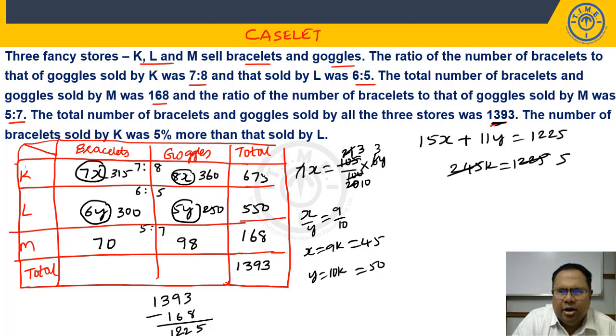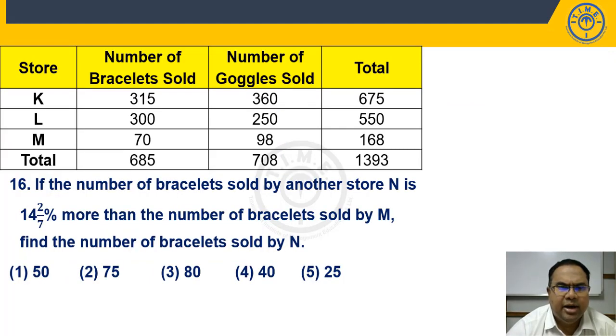Total 675. Now, if I add all these, it must be 1393. Just check. Yes, it is matching. Let me take the total here. If I add this, 693 and so on, it comes to 1393. Right? So, this is how you decode the data. Once you decode the data, we got the table like this. Let's solve the questions. Question number 16.